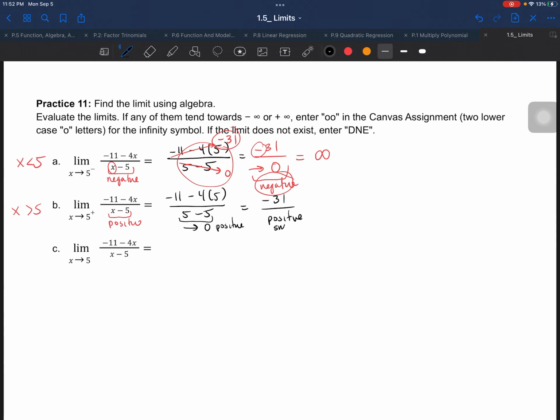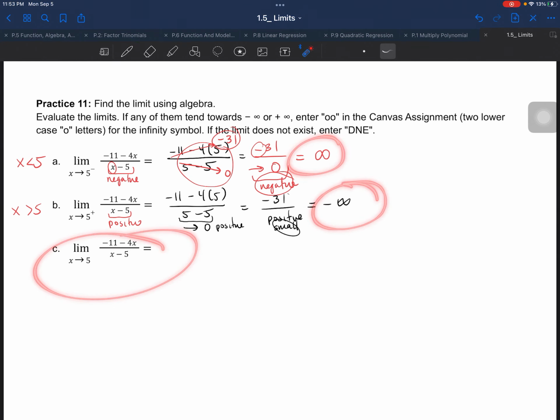A number divided by a small positive number is going to go to infinity, because you're dividing by a small number. But because you have negative over positive, remember, negative over positive is negative. Now because these two are different, that means that this limit cannot exist.